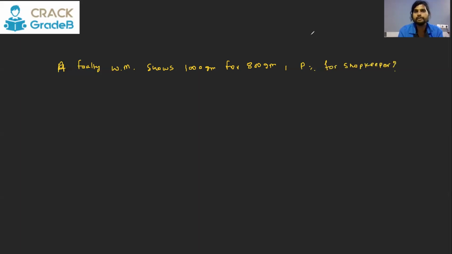This is the statement or the question. So if you try to analyze it, what exactly is happening is you go to the shopkeeper and he has this faulty weighing machine which shows 1000 gram for 800 gram.